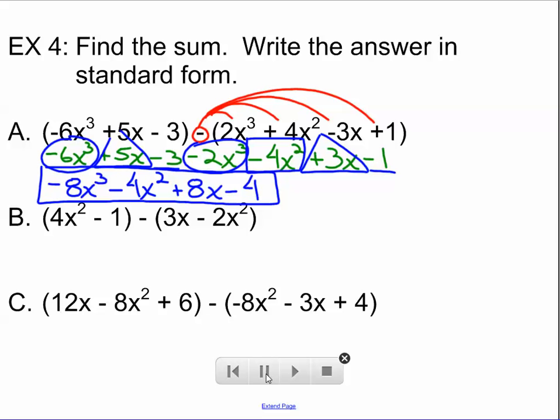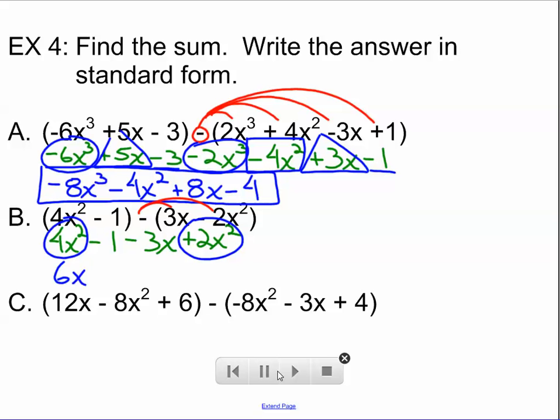Let's do this again. We'll start by distributing the negative sign. The first polynomial remains unchanged. 4x squared minus 1. The second polynomial becomes negative 3x plus 2x squared. Now we can combine like terms. 4x squared plus 2x squared is 6x squared. Negative 3x is all by itself, and negative 1 is all by itself. That's our final answer.